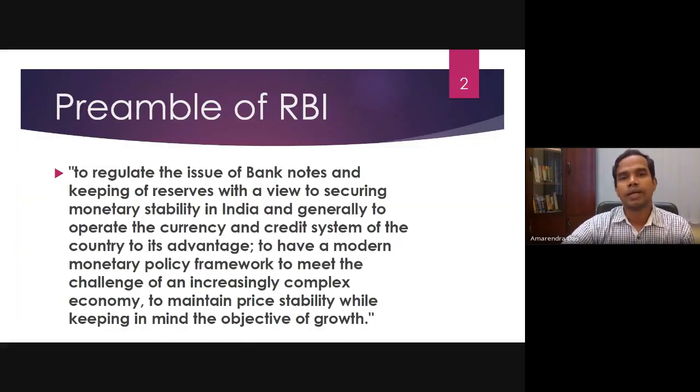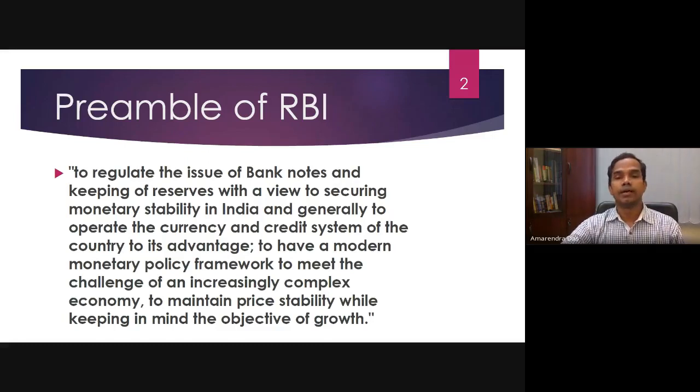Now, if we look at the preamble of RBI, that basically gives an idea of what the functions of the RBI are. We'll start with that. The preamble of RBI reads like this: basically to regulate the issue of bank notes and keeping of reserves with a view to securing monetary stability in India and generally to operate the currency and credit system of the country to its advantage, to have a modern monetary policy framework to meet the challenge of an increasingly complex economy, to maintain price stability while keeping in mind the objective of growth.